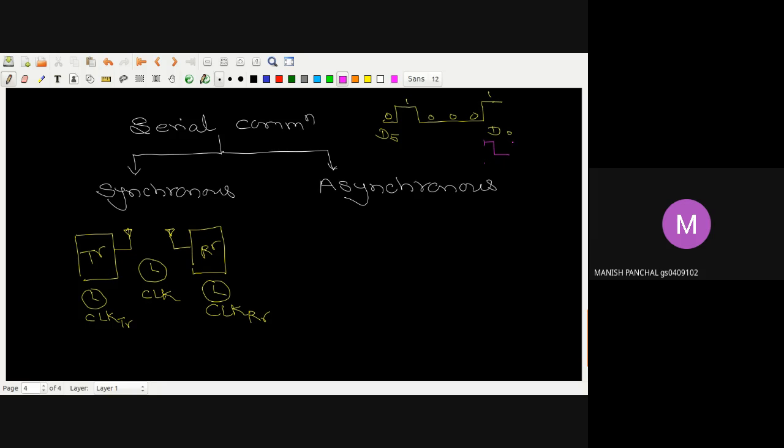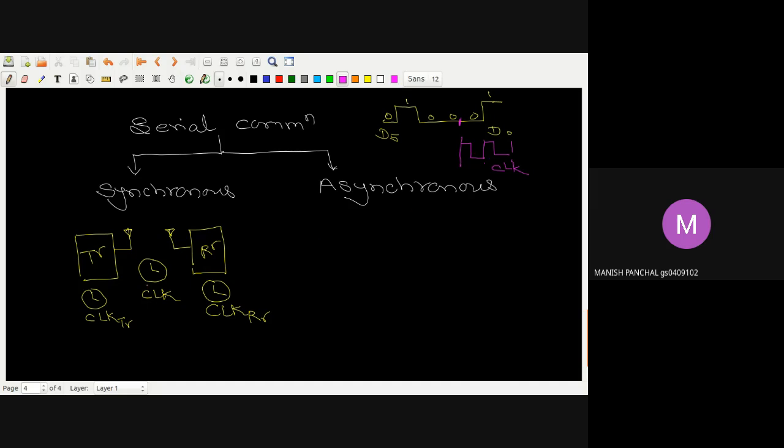So this D0 bit will travel in reference to the clock. When this edge comes, for example, when the clock goes from high to low, then this D0 bit will travel on the wires. And similarly, whatever bit you are transmitting, for example this bit, will also travel with reference to the clock.